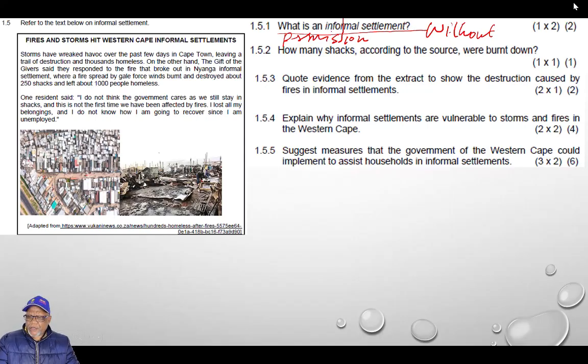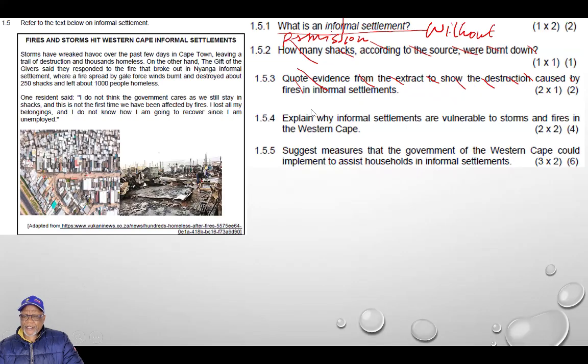How many shacks according to the source? So we don't need to answer this question, because this is not a concept, it's a specific thing. And then quote evidence from the extract. We don't need to answer this question because again, these questions are based on the extract. And remember, we are preparing for a completely new examination question.